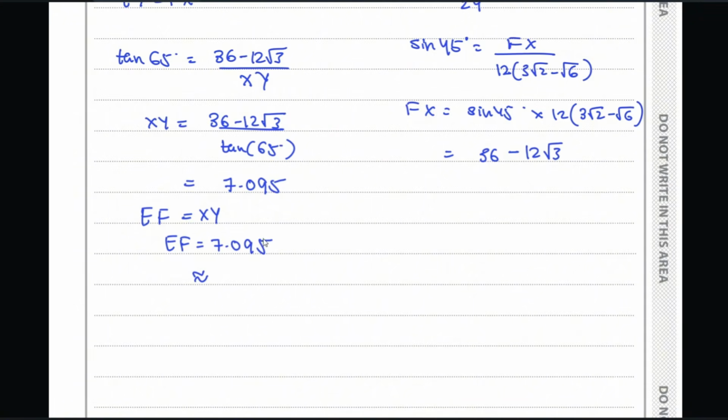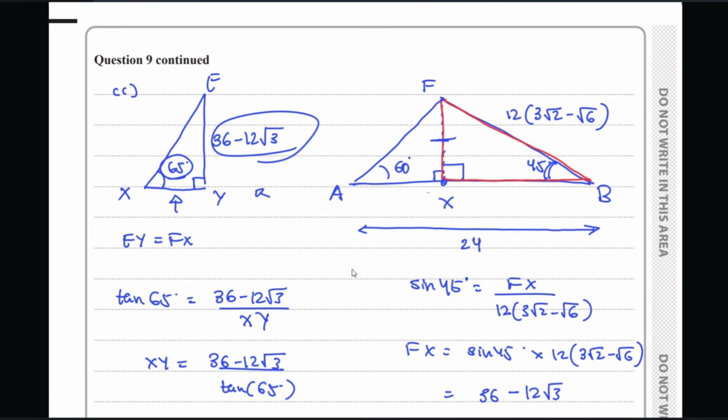If we round this to two significant figures, that is the first one, that's the second one. The next one is 9, so we have to round the second significant figure up. So it's going to be 7.1 cm. That's the length EF, 7.1 cm.